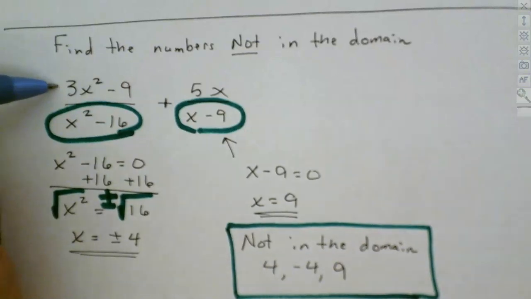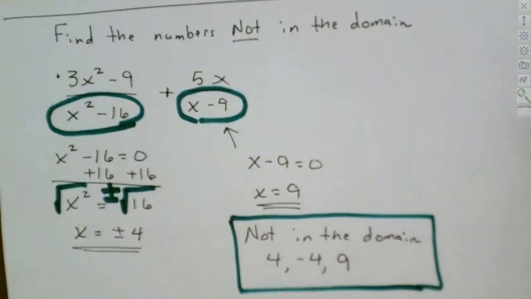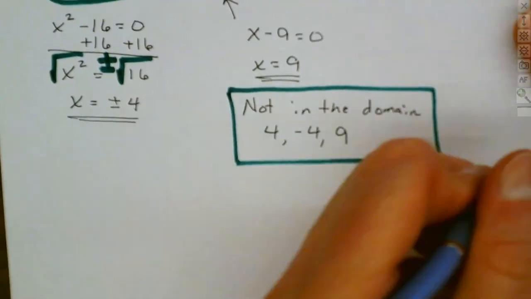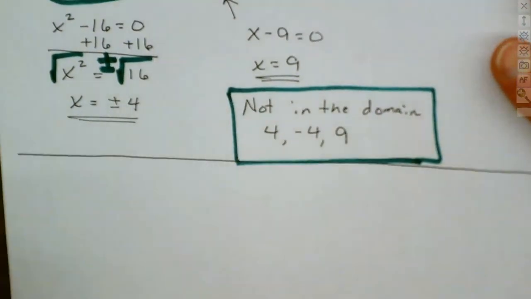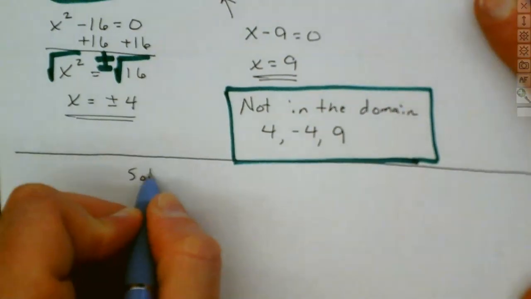We are only finding the numbers that won't work. These numbers won't work. Now, why is that important? That's important because when we solve them next, we have to make sure that what answer or answers we get actually work. So now we're going to learn how to actually solve these rational equations.